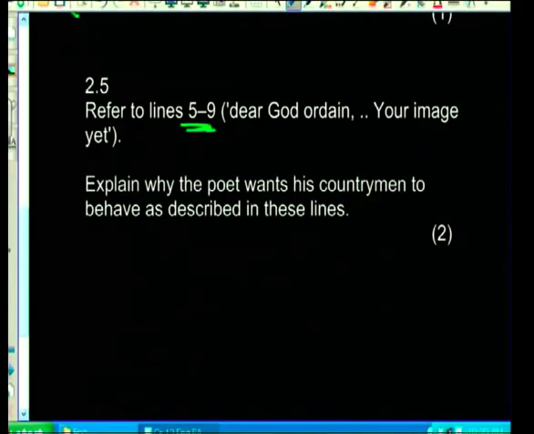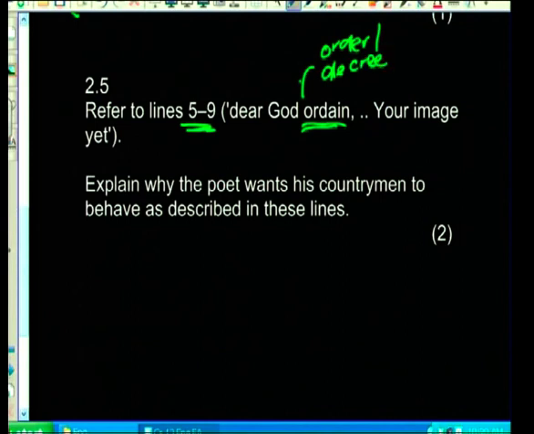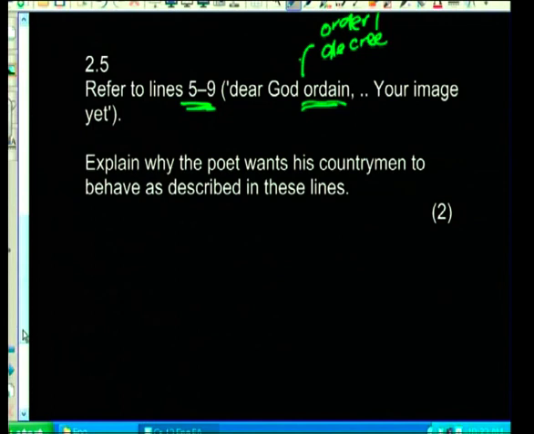Refer to lines 5 to 9. Always go back to your poem. And it says, "Dear God, ordain." And remember we said that ordain was to order or to decree or to make happy your image yet. Explain why the poet wants his countrymen to behave as described in these lines. Well, the poet wants people to honor God, to behave responsibly. Any points that relate to how one should act as a moral person.